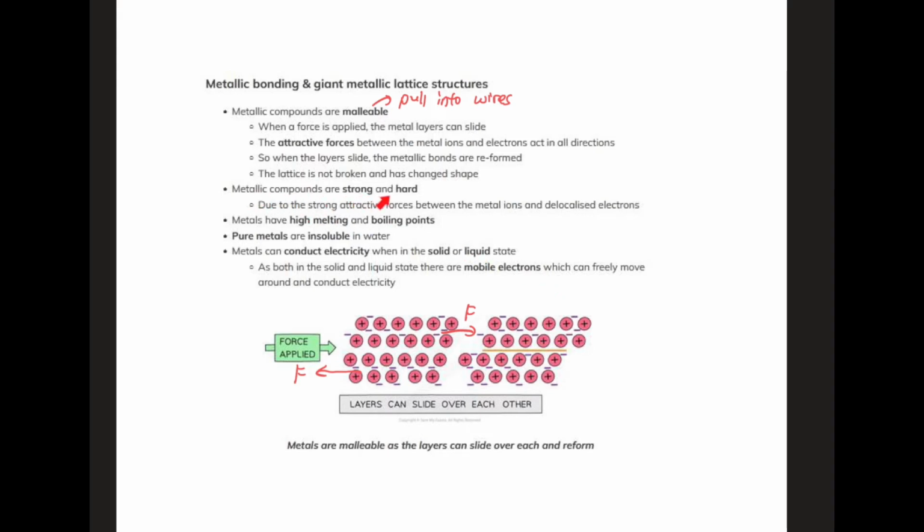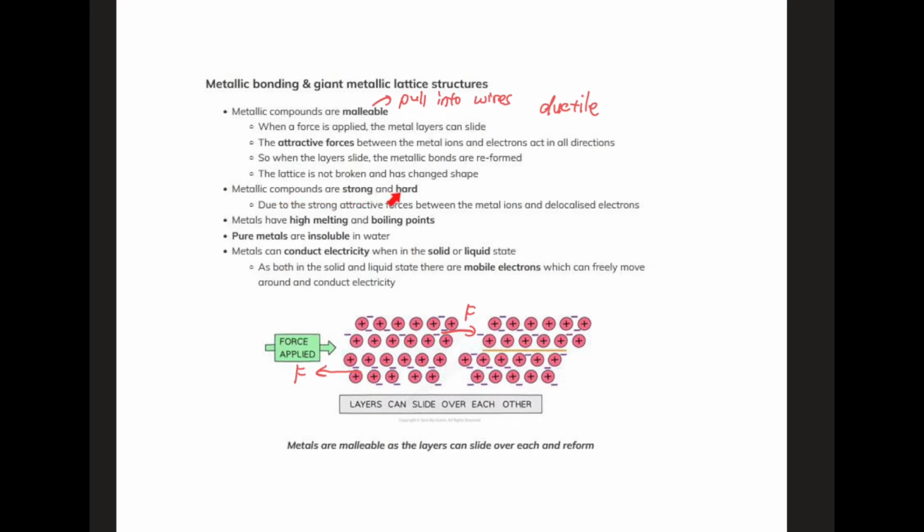Okay, now metallic compounds are strong and hard. Before we continue with this, actually there is another term which is used here, which is called ductile. Have you heard of ductile before? Yeah. So this is another physical property of metals. So metals are malleable and ductile. Malleable means you can pull it into wires. Ductile means you can form shapes. Okay, so now let's move on.